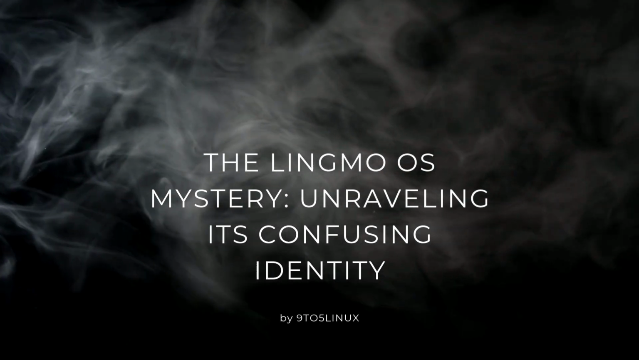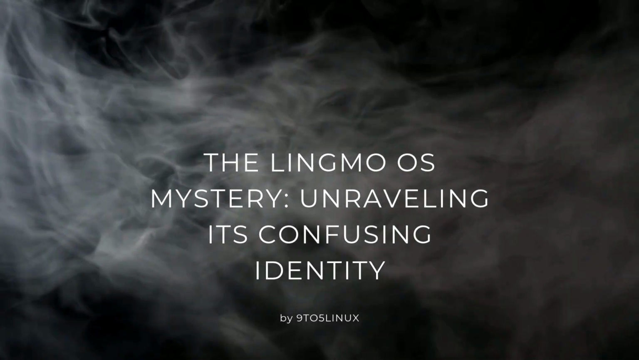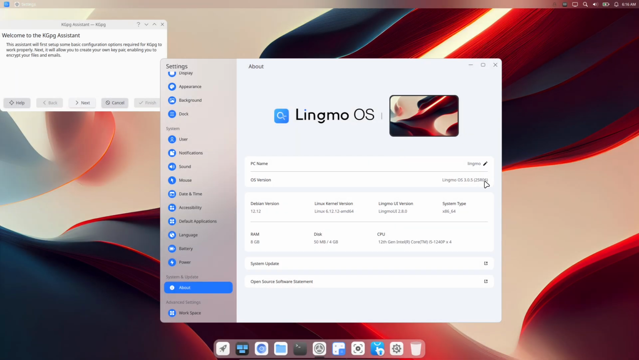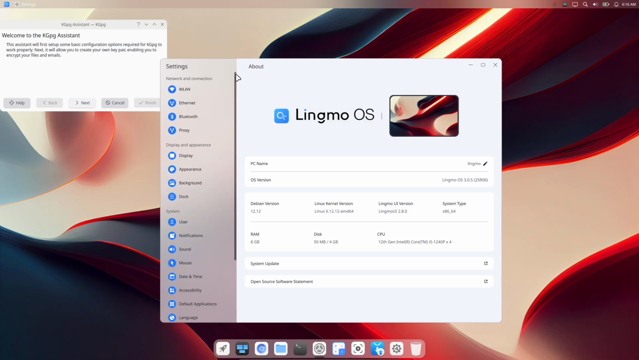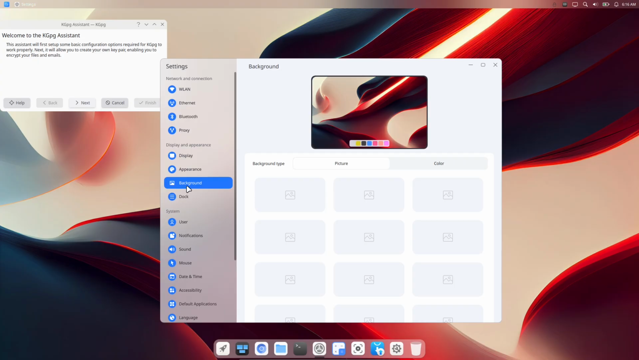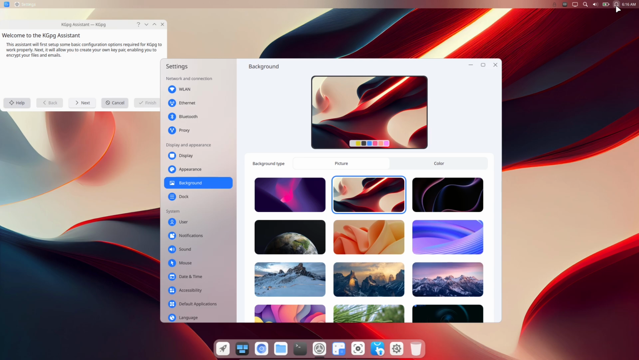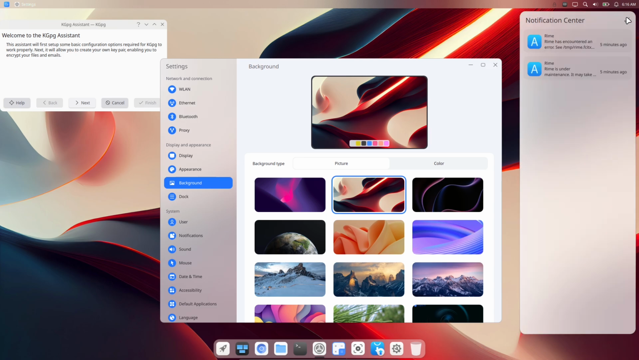The Lingmo OS mystery, unraveling its confusing identity. Is Lingmo OS a genuine Linux distribution, a rebranded knockoff, or something else entirely? We are diving deep into the confusing identity of Lingmo OS, a system that has everyone scratching their heads. You might think you know Linux, but Lingmo OS is about to challenge everything you believe.